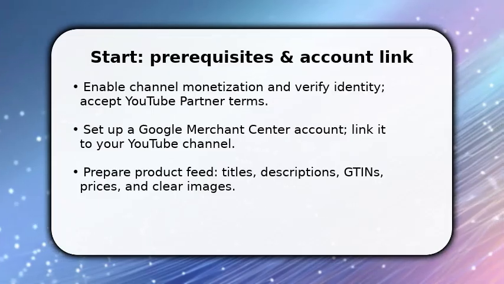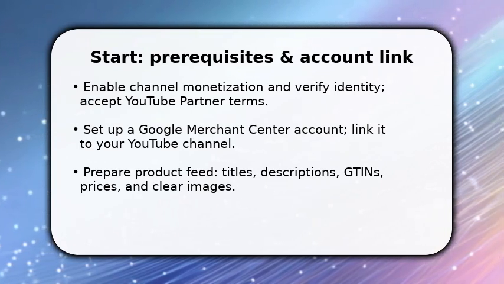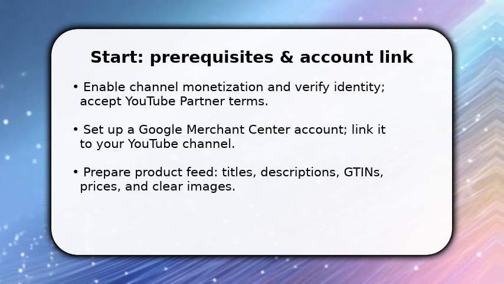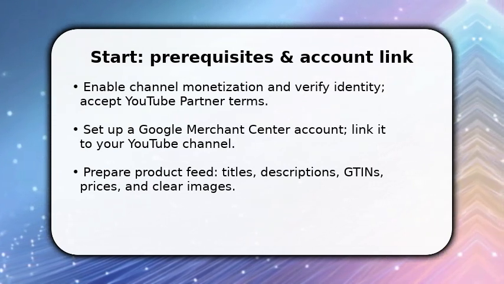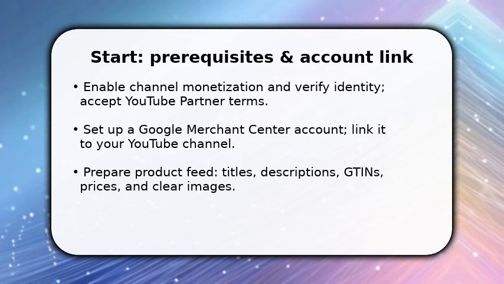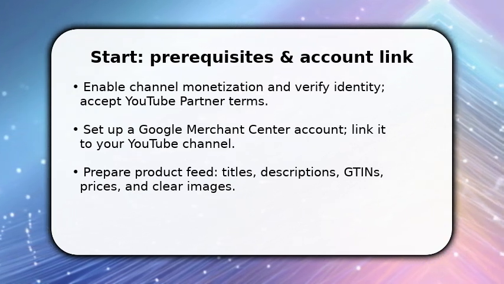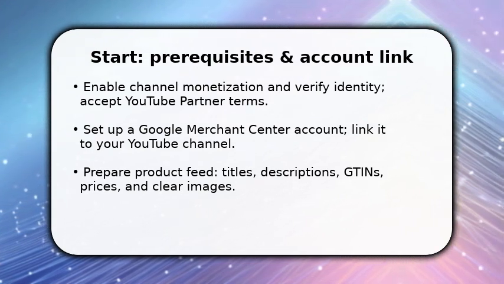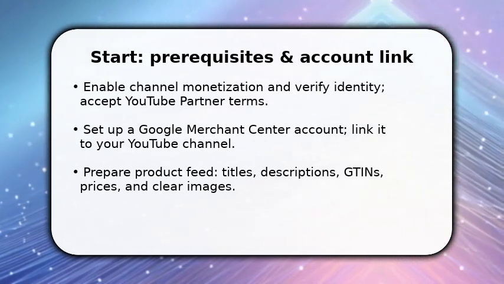You begin by confirming requirements. You must be monetized and have a merchant center. Sign in, verify your identity, and accept the partner terms so shopping features appear. Once done, create or connect a Google Merchant Center account and choose the correct country and currency. This links product data to YouTube.